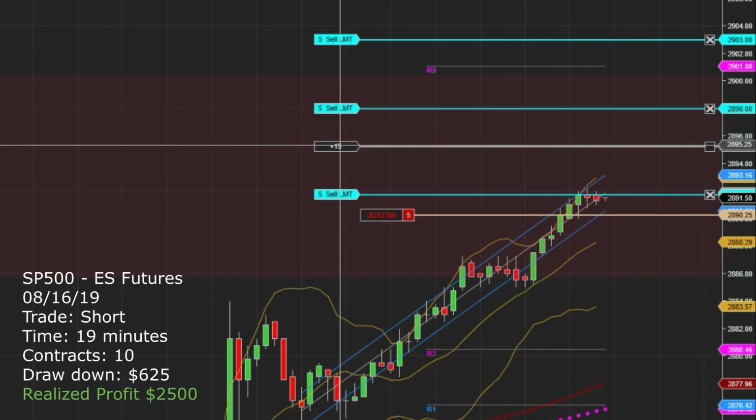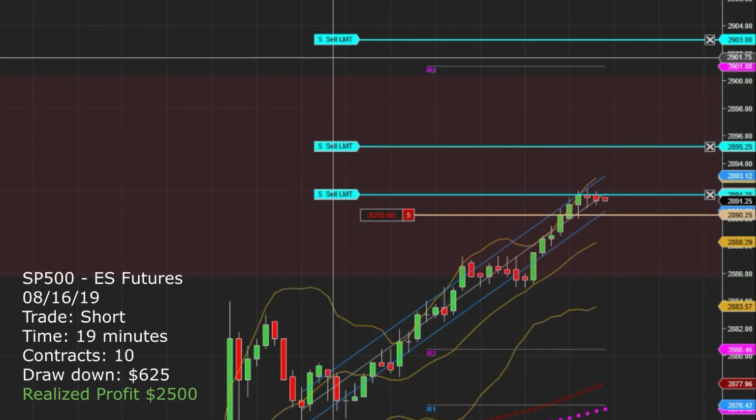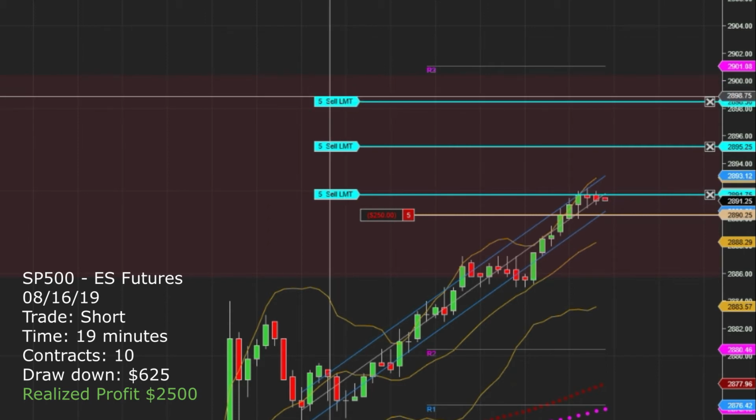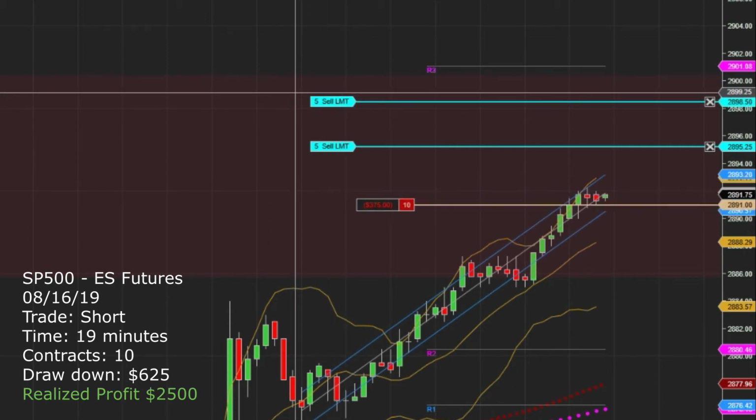Move my contracts down to get a fill. And there we go, 5 more contracts filled. Now 10 contracts total. Looking for a move down, remaining patient. 2 more sections of 5 contracts apiece above in case I need them.